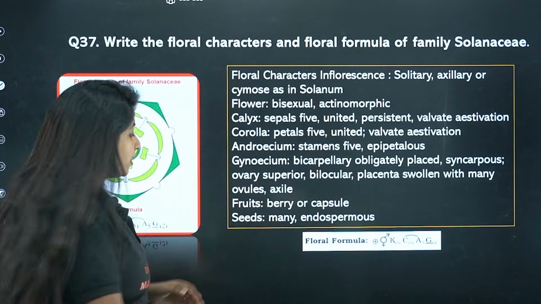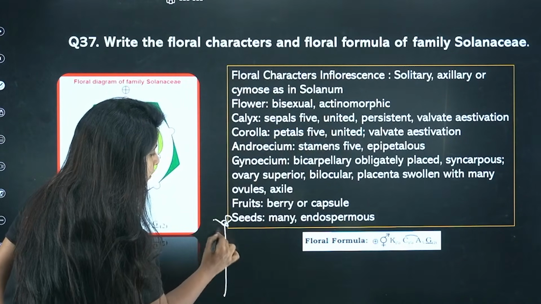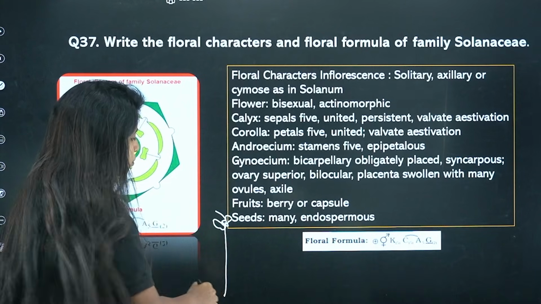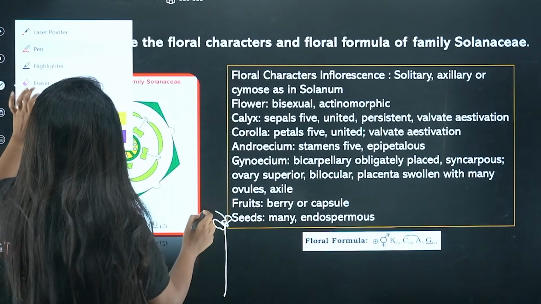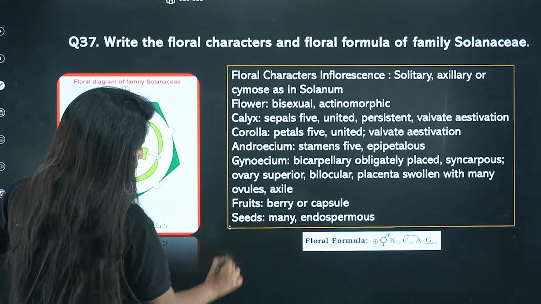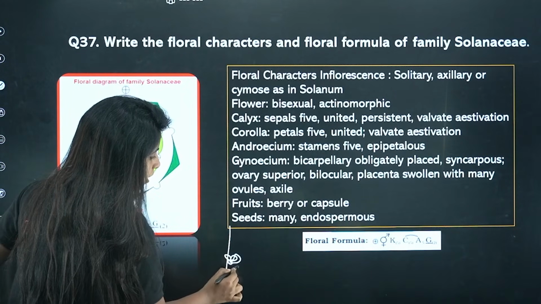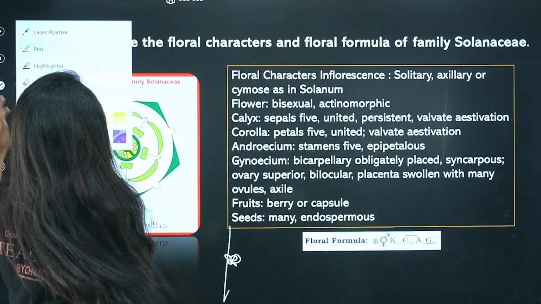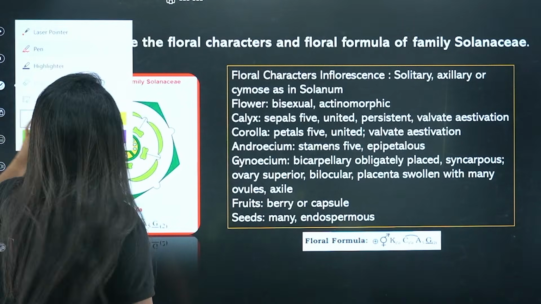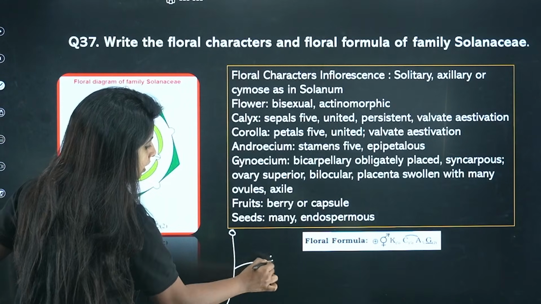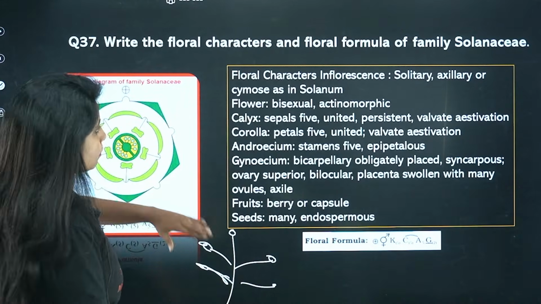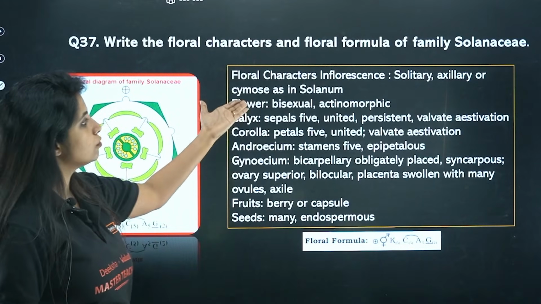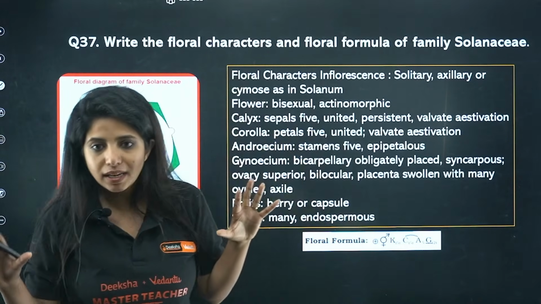So listen to me. Solitary means only one flower will be there. Cymose basically means, okay, I'll talk about axillary first. Axillary basically means that flowers form from the axillary bud. That is what you mean by axillary. Now cymose basically means that at the tip also you have flowers, at the lateral side also you have flowers. So it can be solitary, axillary, or cymose as well. That is the basic thing that you have.